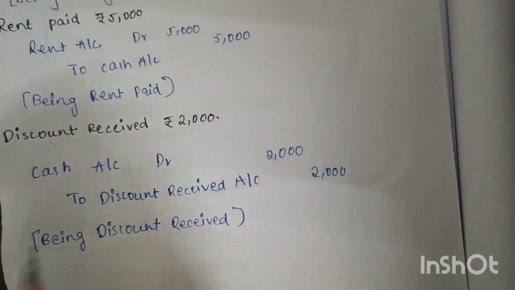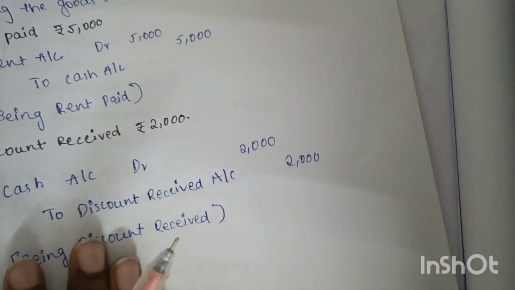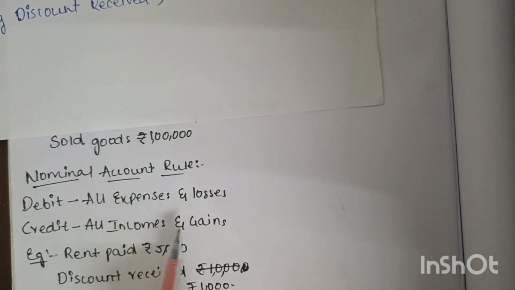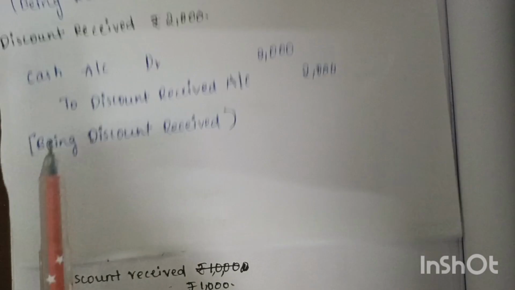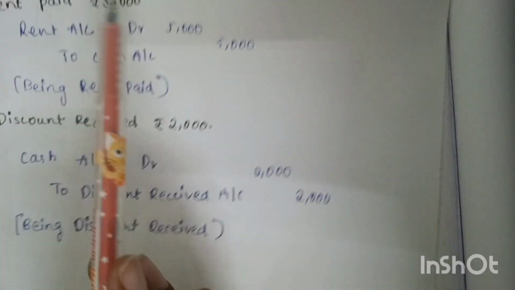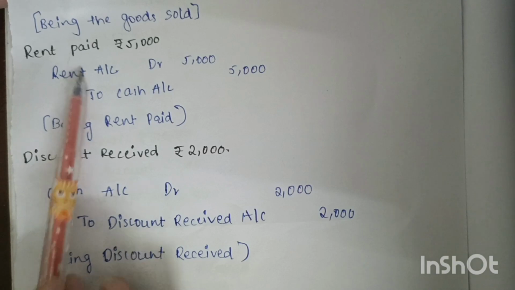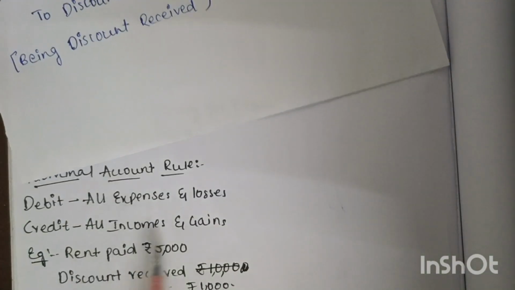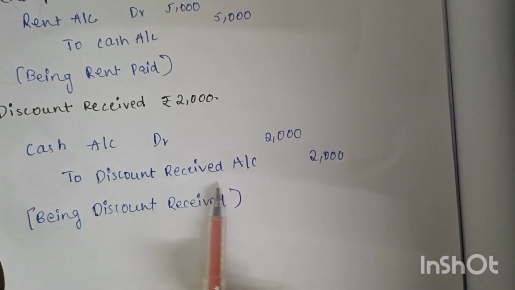So why are you writing the discount received in the credit column? Because the rule applies: credit all incomes and gains, debit all expenses and losses. So debit all expenses. Rent paid is an expense, so you're writing rent account on the debit side. And discount received is an income, so credit all incomes and gains, right? So on the credit side you're writing discount received.